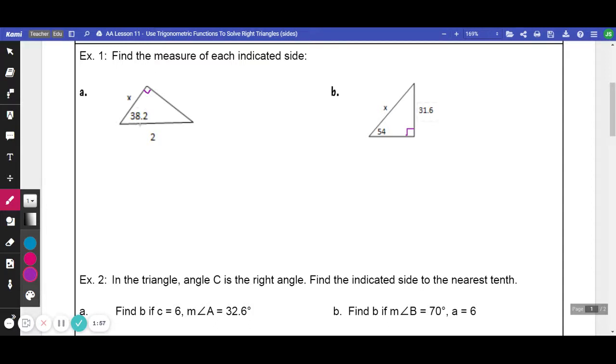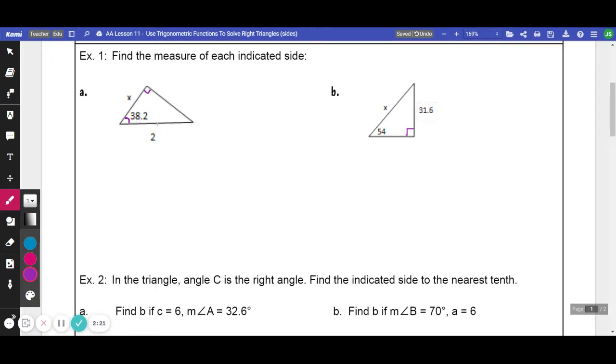Remember that it's all based on an angle. This is the only angle we know. We could find this angle, because remember that it's a triangle, so the angles have to add up to 180. This one's already 90 degrees, so these two have to add up to 90. So I could find this one, but why? That would just be an extra step.